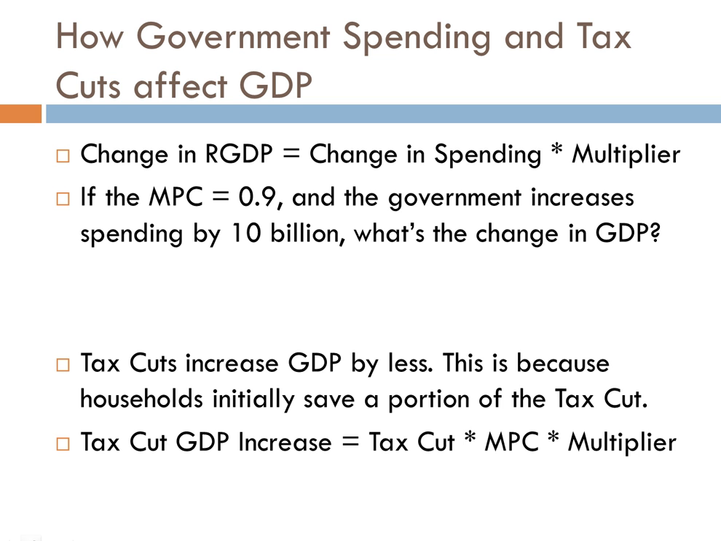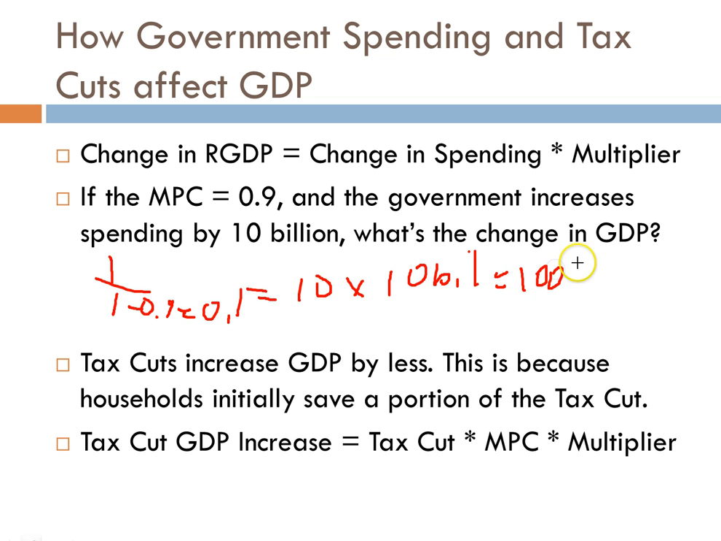So first off, we need to calculate the multiplier. 1 divided by 1 minus MPC, so 1 over 1 minus 0.9. This bottom part is equal to 0.1. So 1 divided by 0.1 is just equal to 10. And now you multiply it by the change in spending, so 10 times 10 billion. And so now you get 100 billion. So notice how the government only increased spending by 10 billion, but the GDP went up by 100 billion.